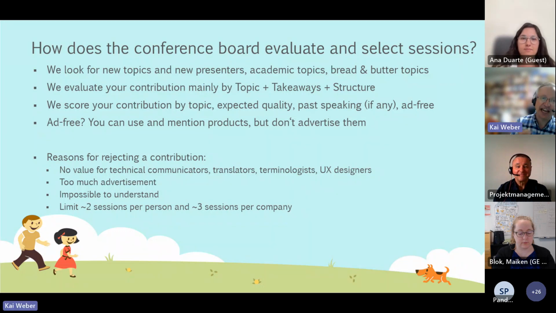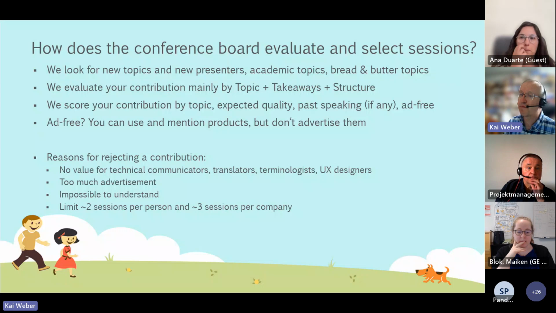And the last bullet probably does not apply to you when you apply for the first time, but we will limit the number of sessions per person to around 3. Sometimes there's an exception, and to around 2 sessions per person, and to around 3 sessions per company, just so we keep a balance and we don't have people complaining, ooh, but company X, they had 5 presentations, did they pay the conference board? So we try to keep a balance here, but most likely if you're just thinking about submitting a single session, that's not going to be a problem.